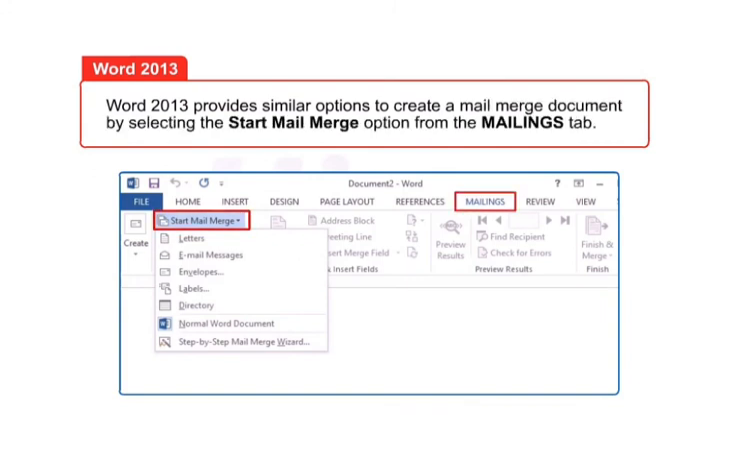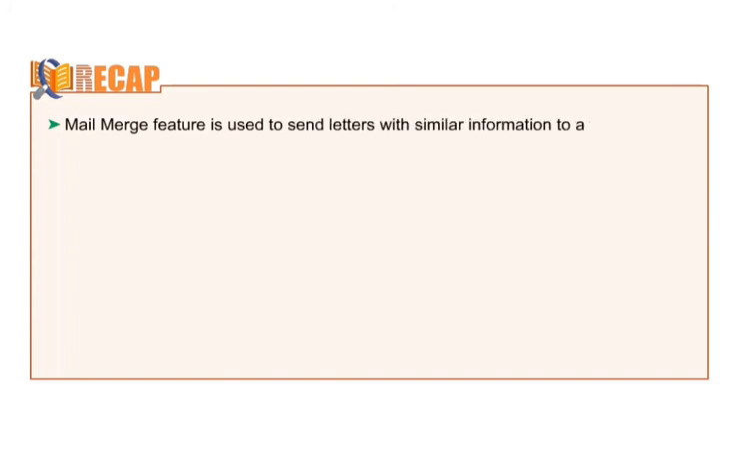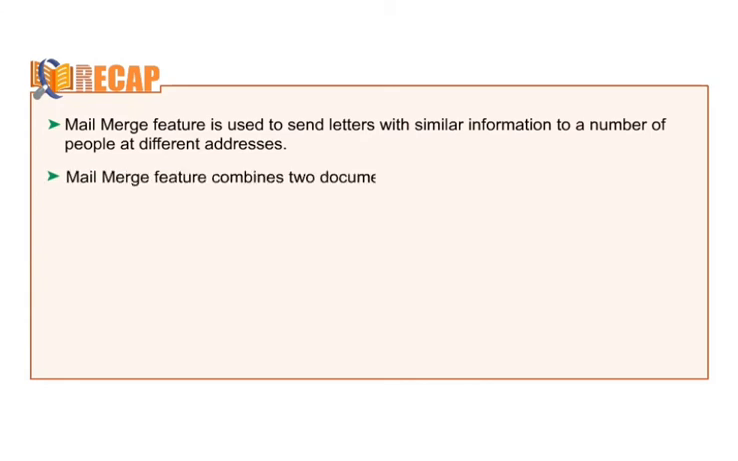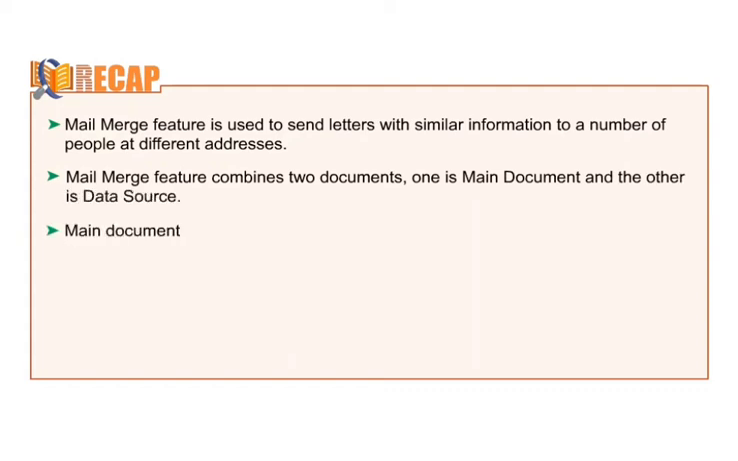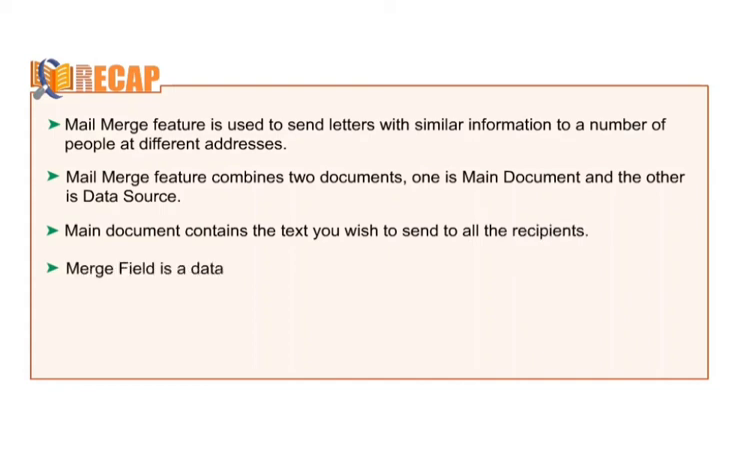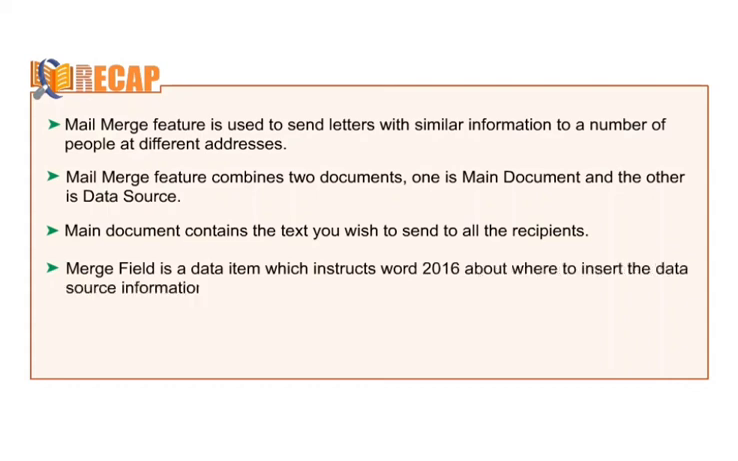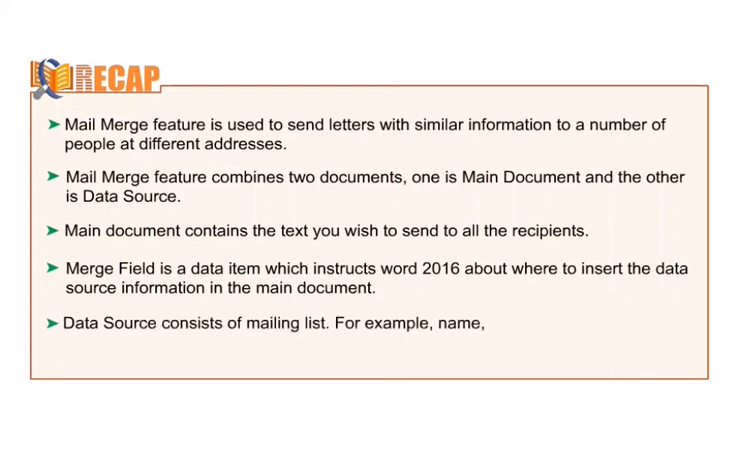Students, let's go through the recap of this chapter. The Mail Merge feature is used to send letters with similar information to a number of people at different addresses. The Mail Merge feature combines two documents. One is the main document and the other is the data source. The main document contains the text you wish to send to all the recipients. A merge field is a data item which instructs Word 2016 about where to insert the data source information in the main document. A data source consists of a mailing list. For example, name, address, city, PIN, telephone number, etc.